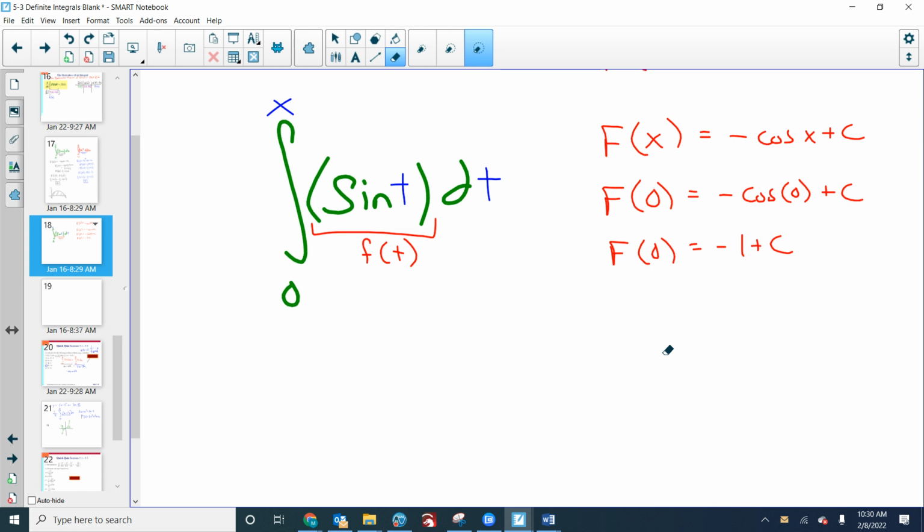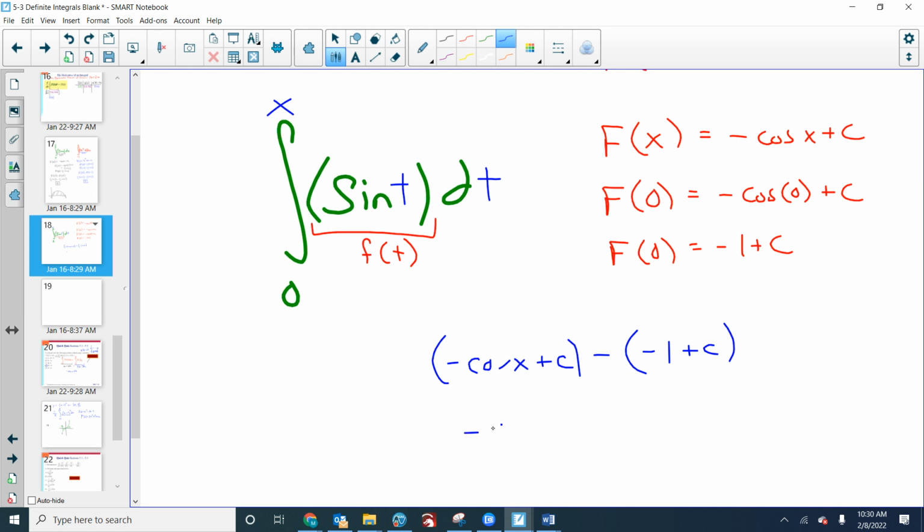This is an area question. Capital F of x is negative cosine of x plus c. Minus capital F of 0 is negative 1 plus c. Negative cosine of x plus c plus 1 minus c. Negative cosine of x plus 1. I need you all to focus. Okay? What is that?